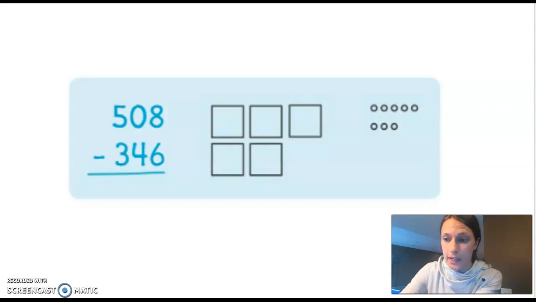Are there enough tens and ones in 500s, 8 ones? Yeah, there are enough ones, but there are not enough tens. So how can we get more tens? What can we do to get more tens? Good. Ungroup 100 to get 10 tens. So go ahead and show on your drawing you ungrouping 100 to get 10 tens.